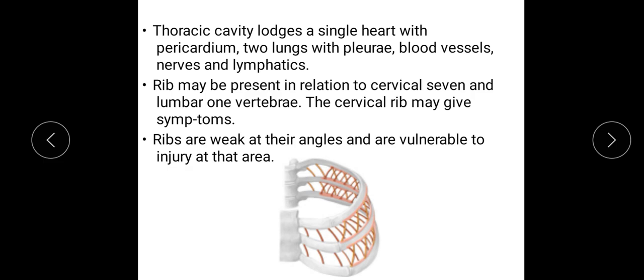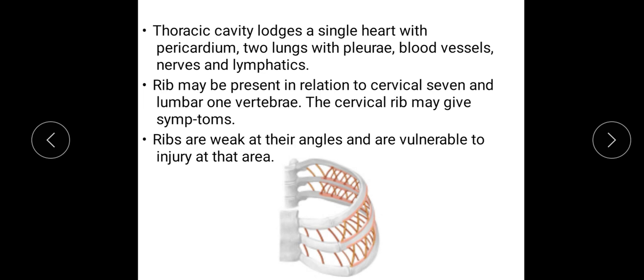The thoracic cavity lodges a single heart with pericardium, two lungs with pleura, blood vessels, nerves and the lymphatics. A rib may be present in relation to the 7th cervical vertebra and the first lumbar vertebra. A cervical rib may be an extra rib which produces abnormal symptoms in the individual.